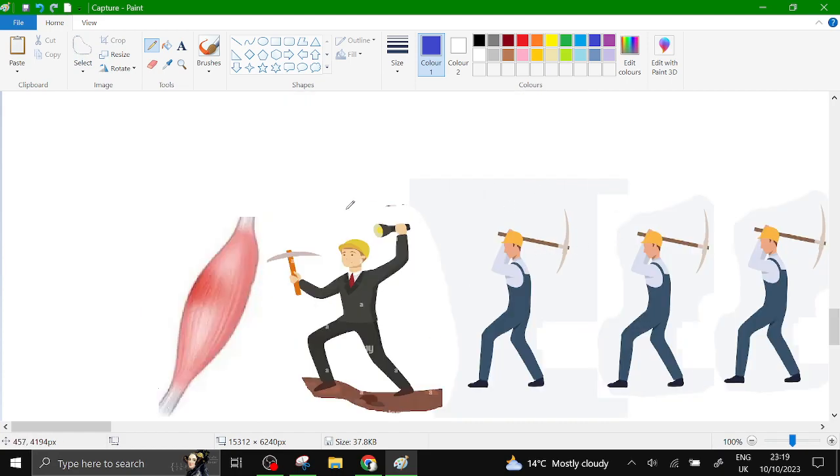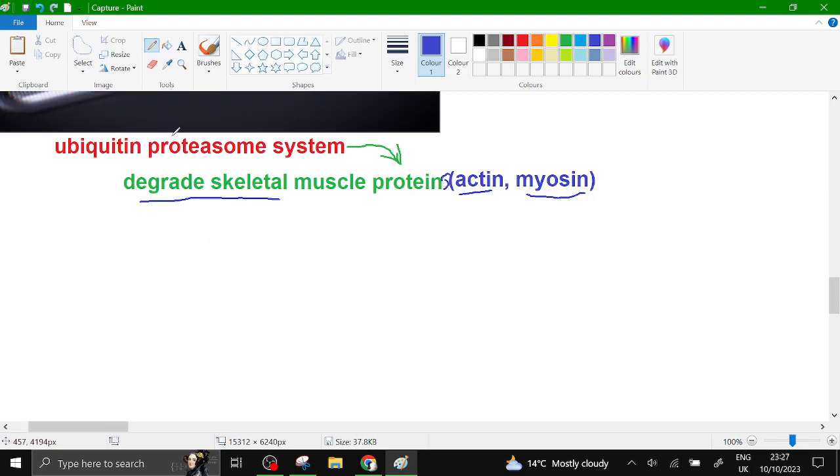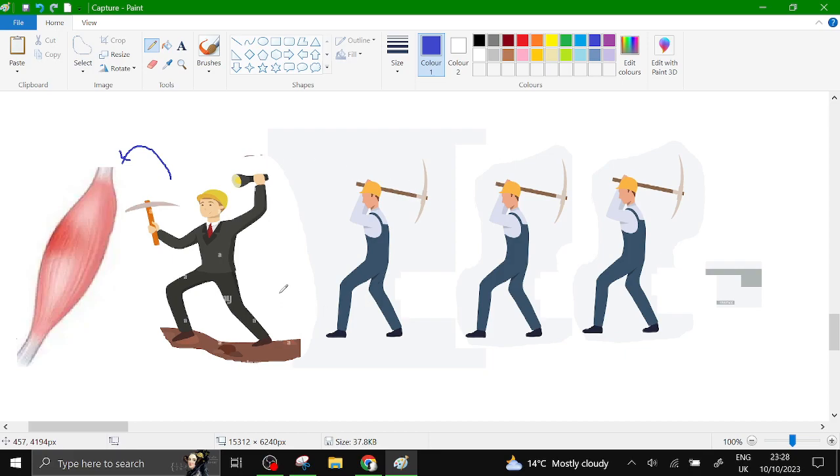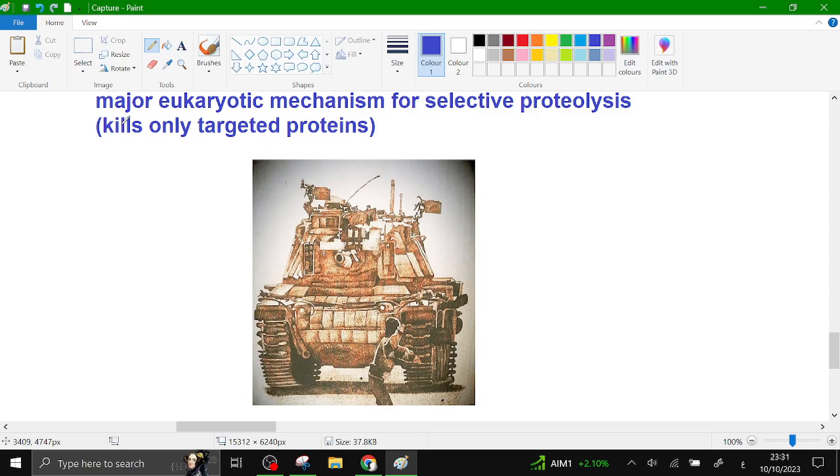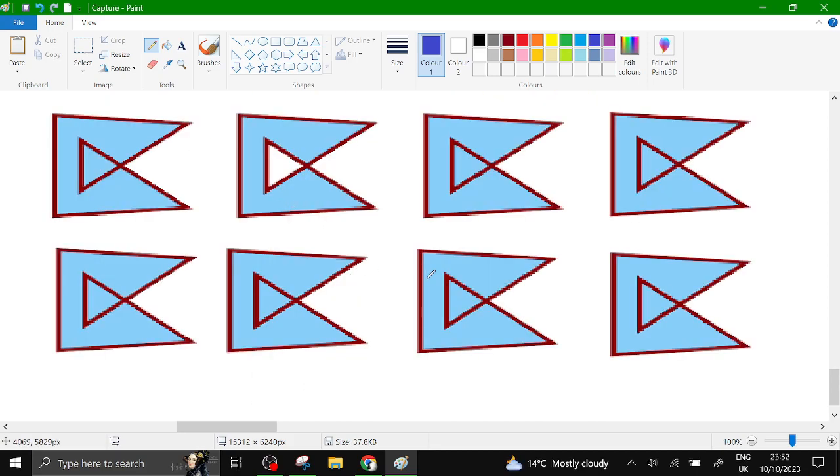So as you can see, this is the system that is trying to break down the muscle or degrade the muscle. One might be thinking that this system is very bad because it degrades the muscle. Well, actually this system is very good because it protects us from infection. It's considered one of the major eukaryotic mechanisms for selective proteolysis, and the word selective is very important because it only targets certain proteins. Okay, so let's say we have proteins in our body. They're all similar, they're all healthy except for one.